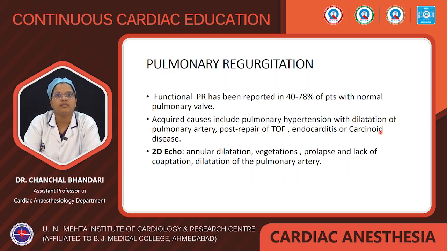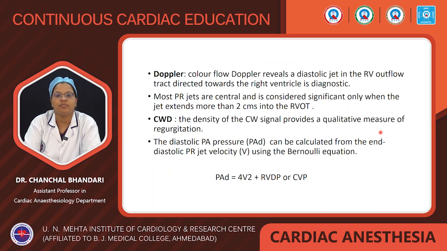Now pulmonary regurgitation. Functional PR is reported in 40 to 78% of the patients with a normal pulmonary valve. The causes of pulmonary regurgitation could be pulmonary hypertension with dilatation of the pulmonary artery, post-repair tetralogy of Fallot, endocarditis or carcinoid disease. On 2D echocardiography, there would be annular dilatation, there could be vegetations, prolapse and lack of coaptation, or dilatation of the pulmonary artery.